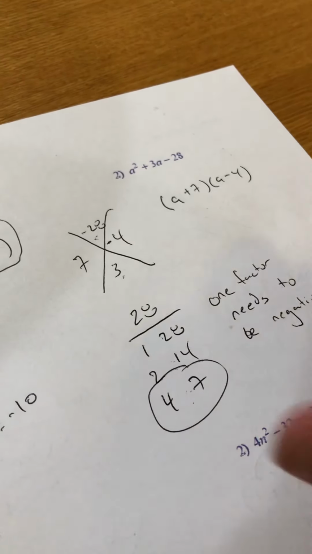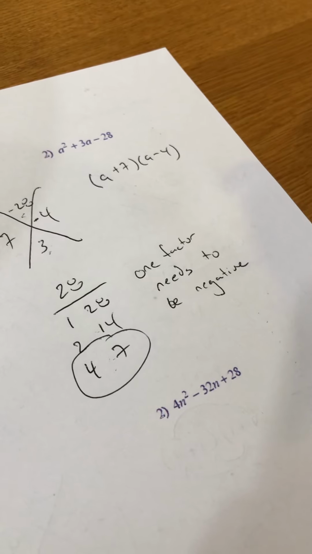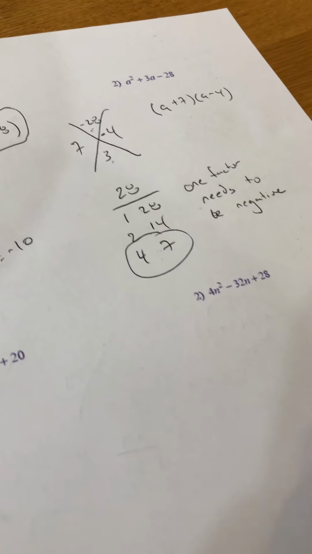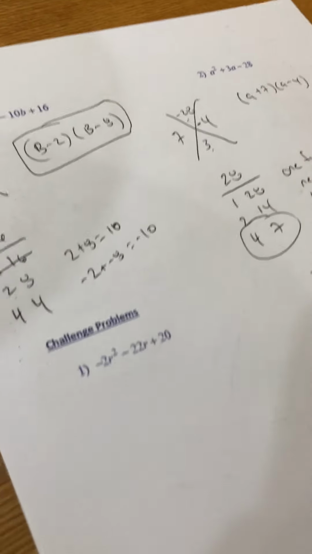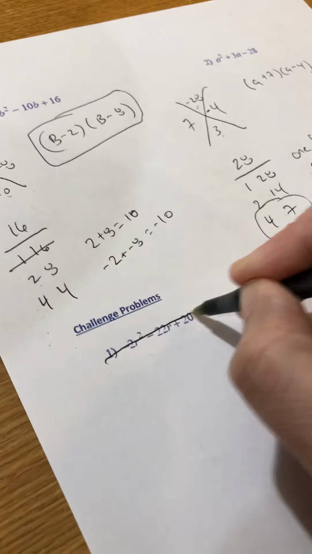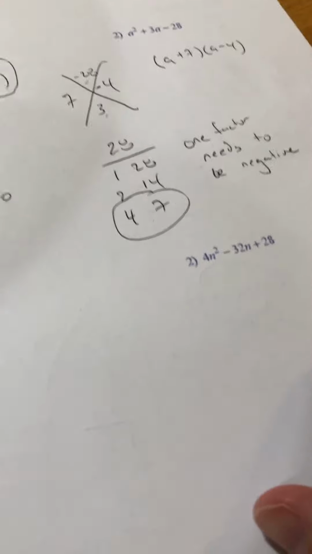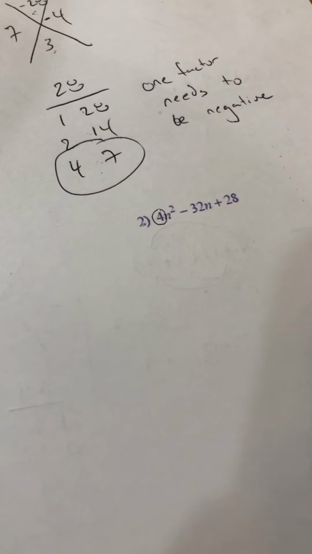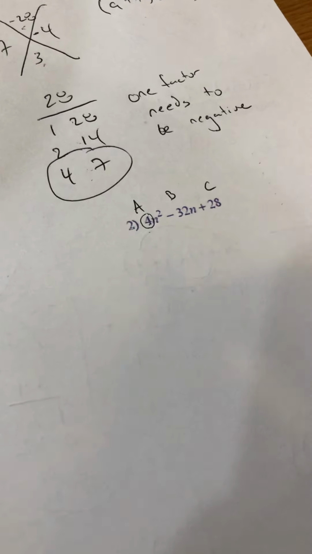So that's a majority of the practice problems you'll do on WAMAP, they're like these. You do have one challenge problem, so I want to look at an example of this together. I'm not going to do this one, I'll just show you an example on number 2. What we're going to do is take this number out in front. In this case, our A value is 4, our B value is negative 32, and our C value is 28.